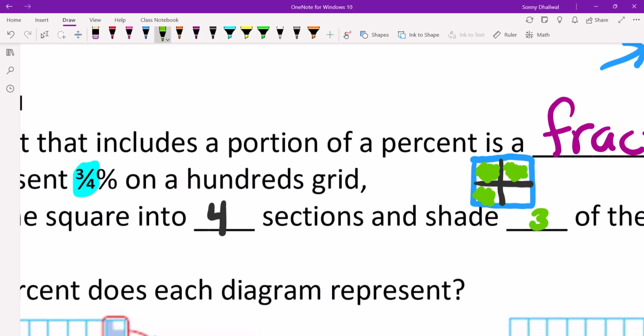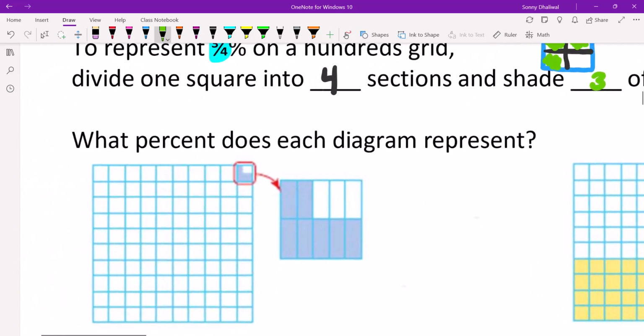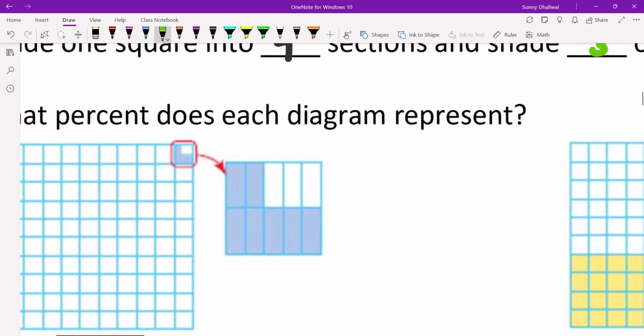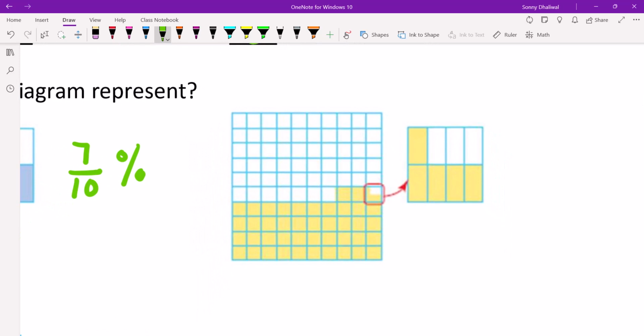All right. All right. So let's look at this one. What would this percentage be? It's out of 10. And it's 7 out of 10%. Okay. How about this one?